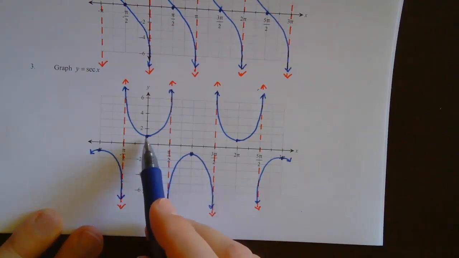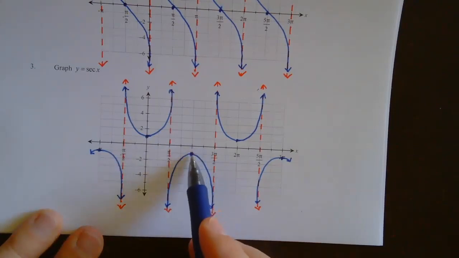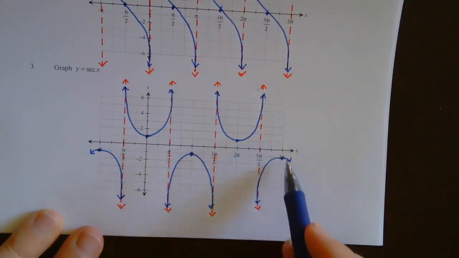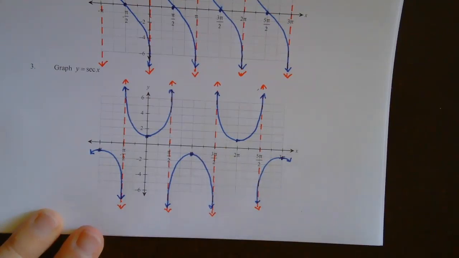So this one has this point right here at 0, 1, and then at pi, -1, and 2 pi, 1, and 3 pi, -1, okay? And your graph should look like this, okay? Let's go to the lesson today, all right?